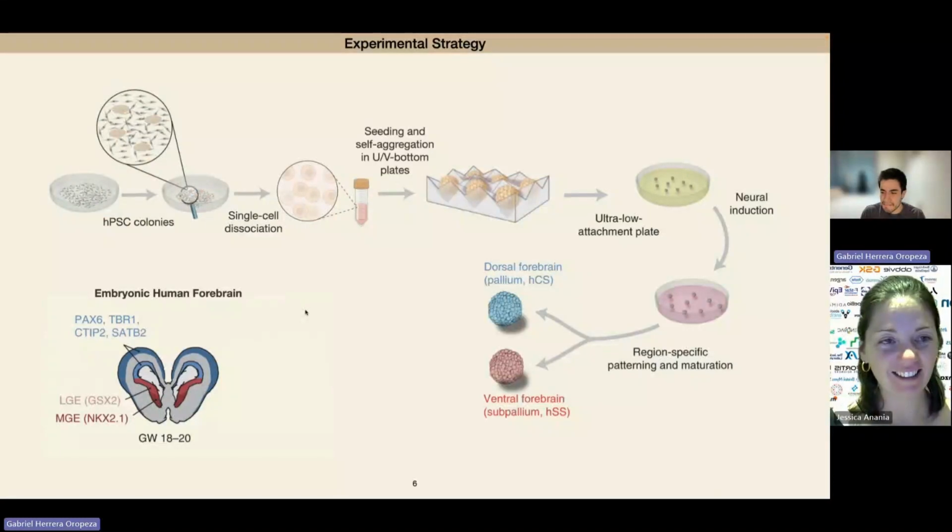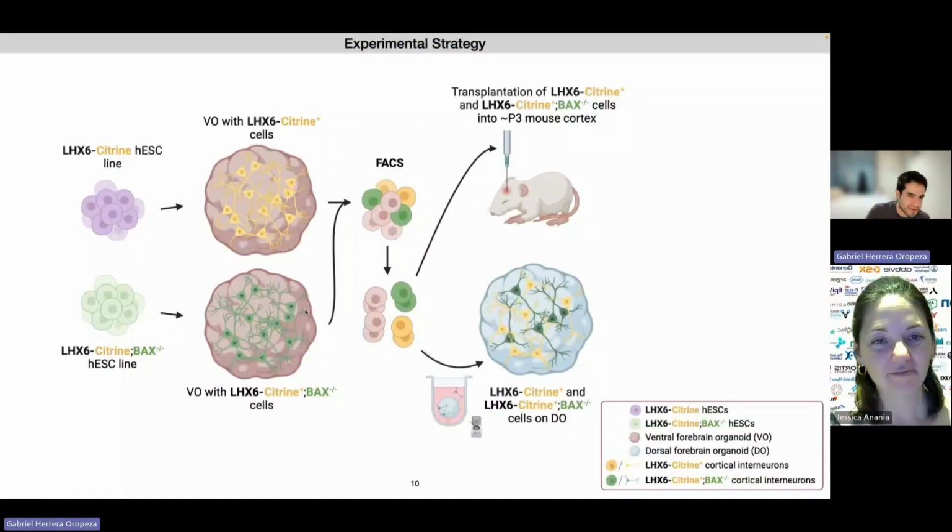And so in my experiments, because I don't know exactly when to expect interneuron cell death if it's happening in human cells, I would need to keep my organoids also for a long time, at least a year, to see whether this process is happening. Basically, this is the approach that I'm going to follow.